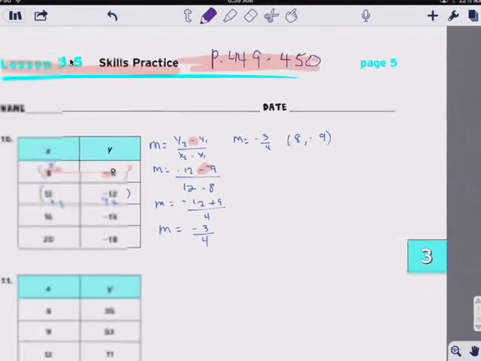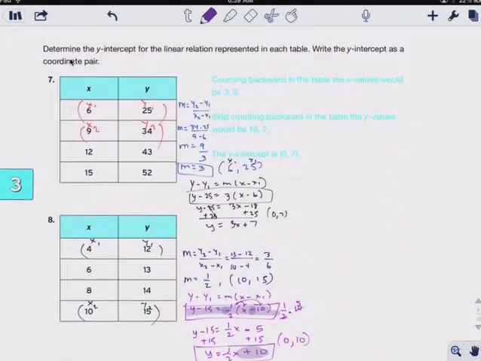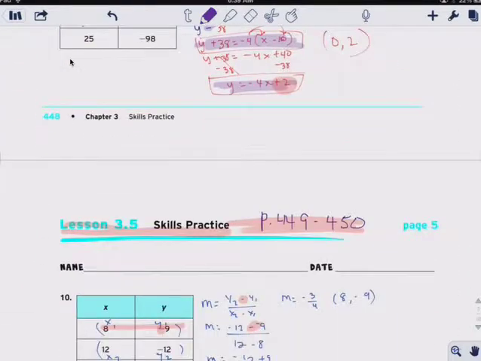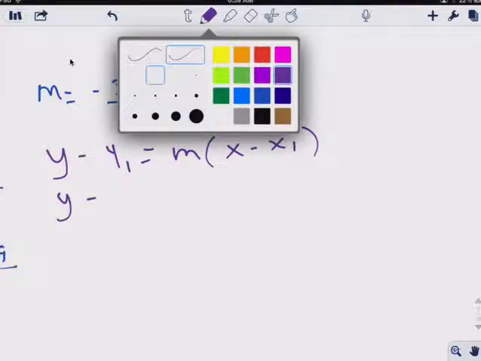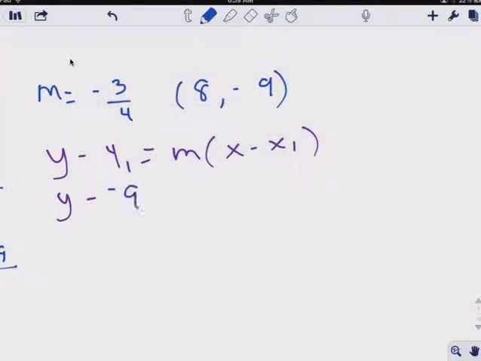What's the objective here? I forgot. The y-intercept. Okay, find the y-intercept. So y minus y1 equals m parentheses x minus x1. Okay, so y minus y1, which is that negative 9, right here, equals slope, which is negative 3 over 4, parentheses x minus 8.